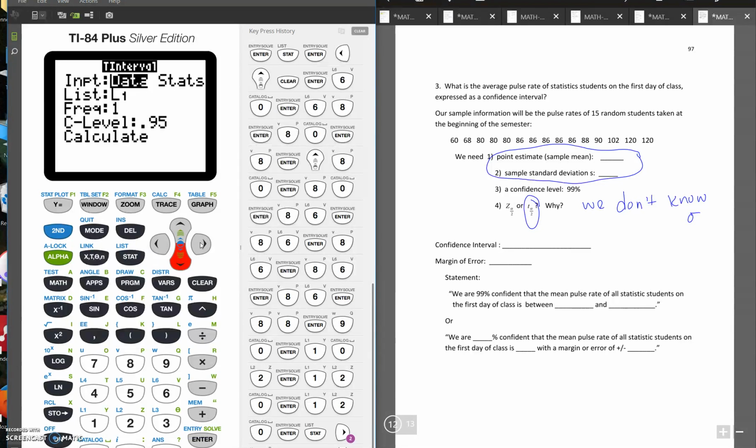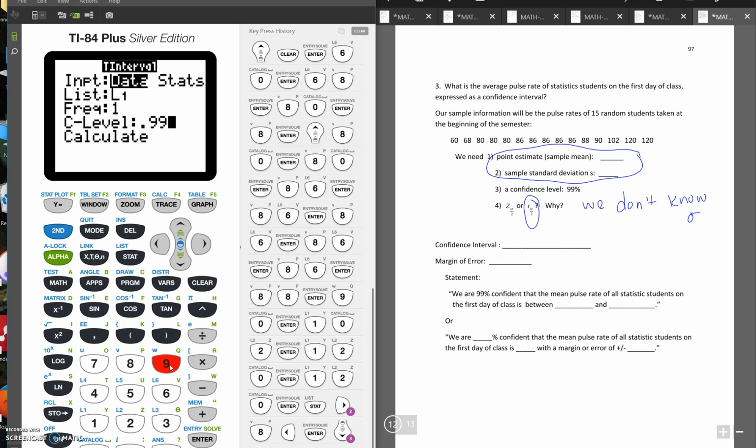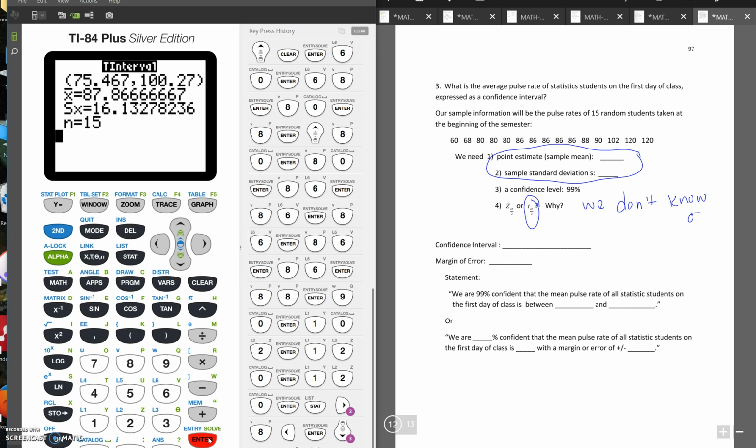So we wanted a 99% confidence level. Or at least that's what it says down here, so that's what we're going to use. Notice if we hit calculate, it will tell us that the point estimate here is 87.9 and the sample standard deviation is 16.1. And our confidence interval there at the top is 75.47 to 100.27.